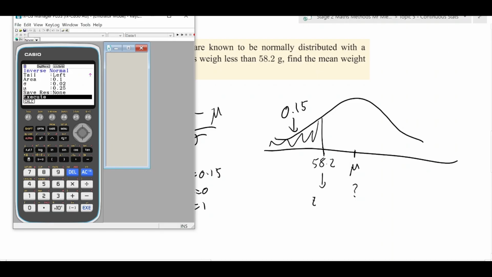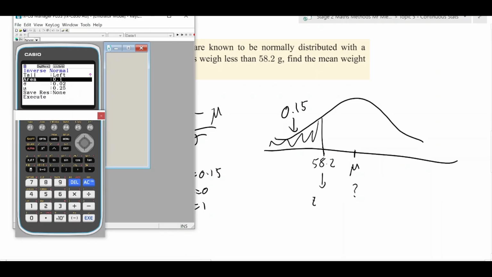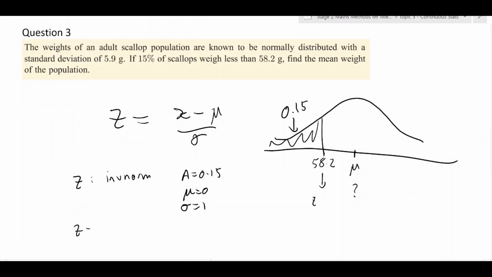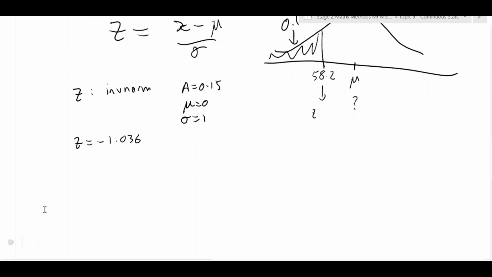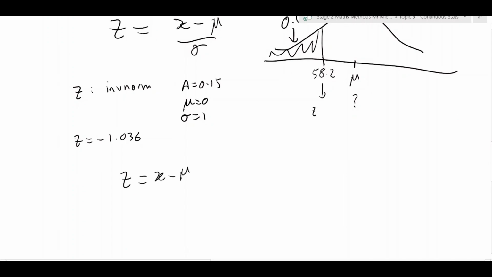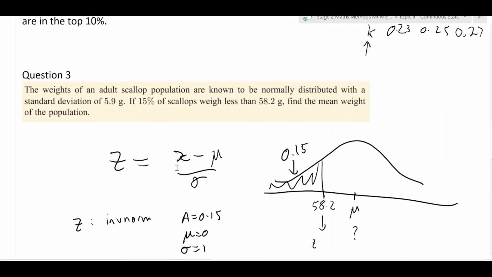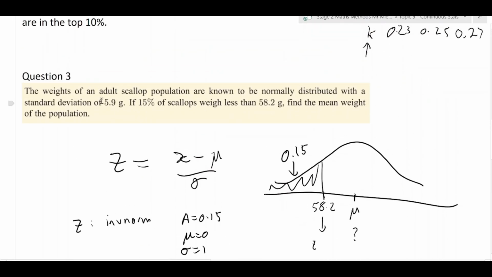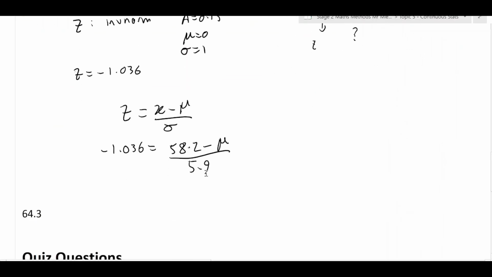So let's do that. Left tail, 0.15. The standard deviation is 1, and the mean is 0. Hit execute, and the Z score we want is minus 1.036. Great. And then we can plug all this into our equation. So z equals x take mu over sigma. So that's minus 1.036 equals the x value as our observation, 58.2, take our unknown mean, over the standard deviation, which is 5.9. And this is something that I can solve.